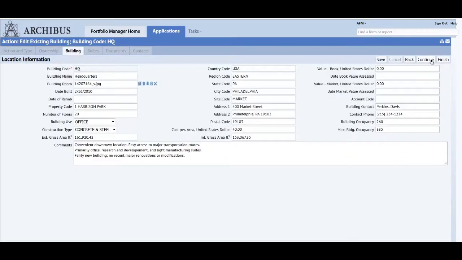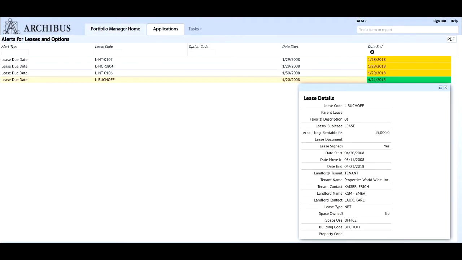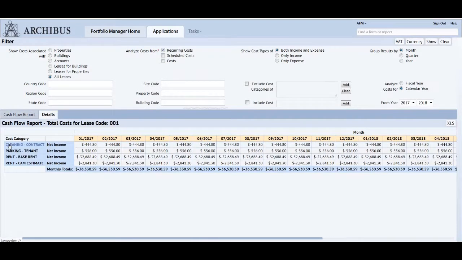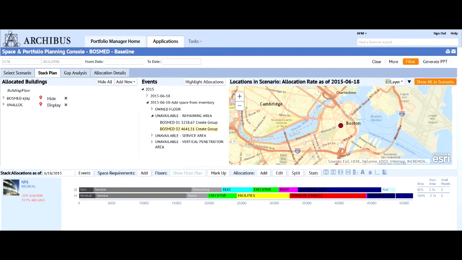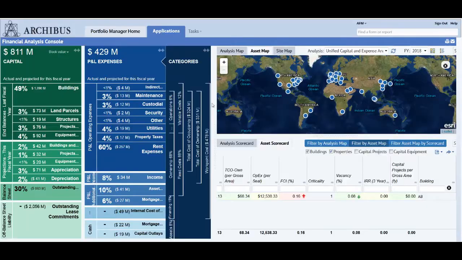The lease administration application includes tasks that facilitate lease data entry and that enable you to track critical lease and option due dates. The cost administration application enables you to organize, record, manage, and analyze detailed lease and real property costs. Once your costs are recorded, you can use them to generate chargebacks and reports. For example, you can generate cash flow and straight line reports that include summary statistics to help you analyze your cost data. Use the Advanced Portfolio Forecasting application to plan and allocate space over a period of time so that you can track current data, project future needs, and query historical data.